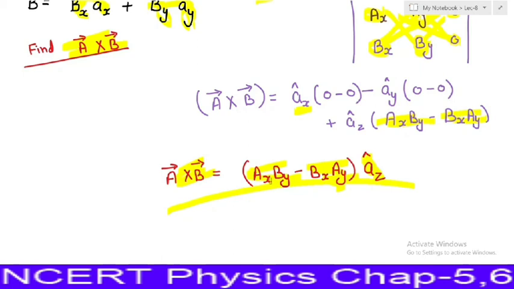So friends, I hope dot product and cross product is very much clear to you. In the next lecture, we will start work, energy and power.